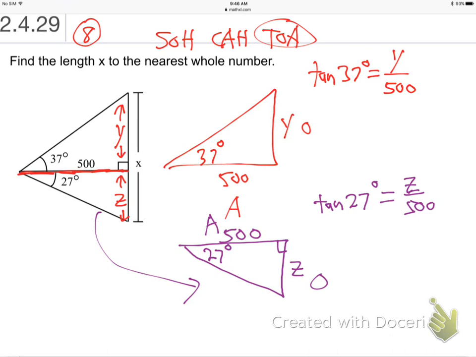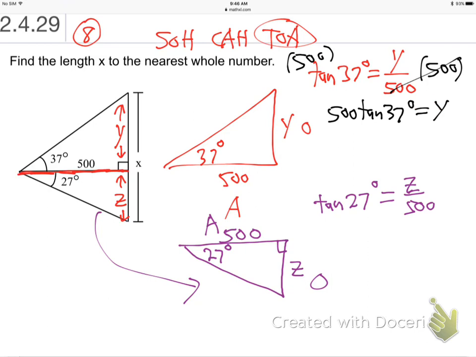So let's solve for the letter in both cases. How do you solve for y in the top one? Multiply. It's always the denominator. Whatever's in the denominator we multiply by. So multiply by the 500. Cancels it out. So 500 tangent 37 is y.